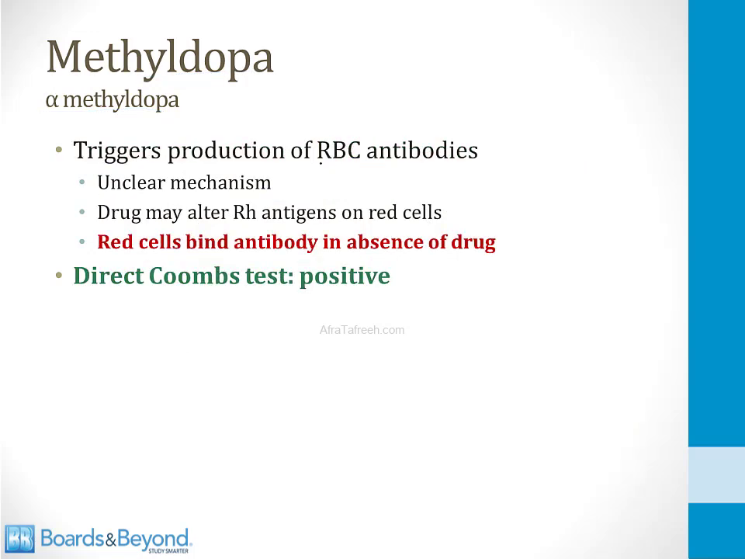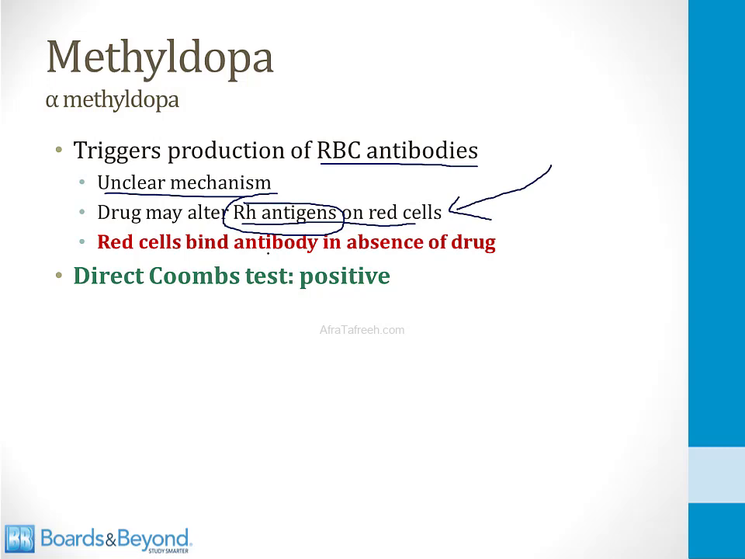Methyl dopa triggers the production of red blood cell antibodies. The mechanism by which it does this is unclear. There are data that the drug may alter Rh antigens on the red cell surface. We'll talk about Rh antigens in more detail in the module on blood types, but the point here is that methyl dopa can modify the surface of the red cell, and once it does, antibodies will bind.